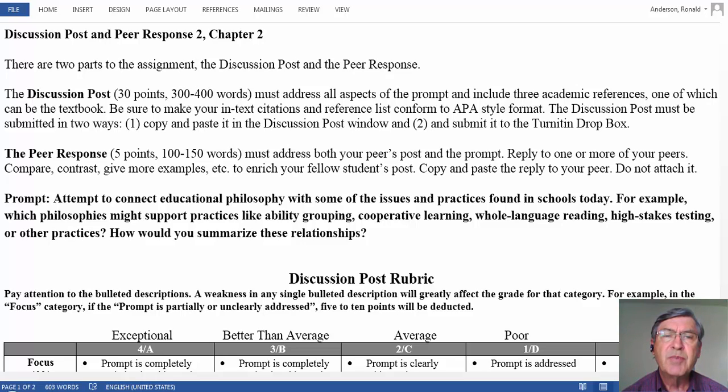Discussion post and peer response to Chapter 2. Again, make sure you read the instructions, make sure you get good references, make sure you stay away from the blogs, make sure that you are getting mostly library resources and not going totally to the internet.